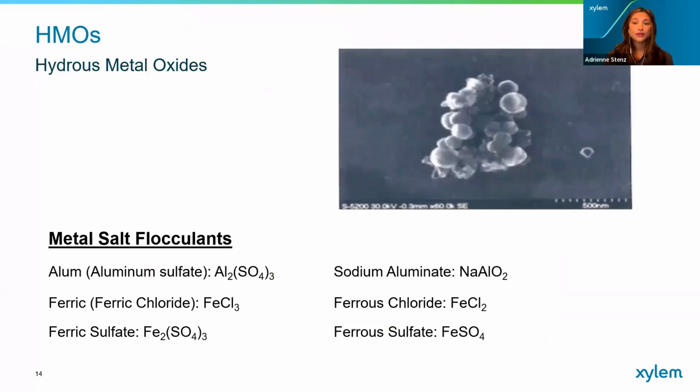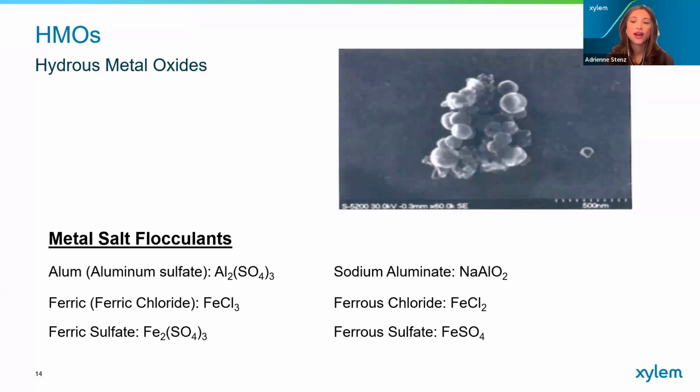So what exactly are these HMOs? This image shows a ferric chloride HMO under an electron microscope. So you can see the complex surface it has, which creates many binding sites for soluble phosphorus and increases its ability to capture particulate phosphorus. These HMOs can be produced by a number of different metal salt flocculants.